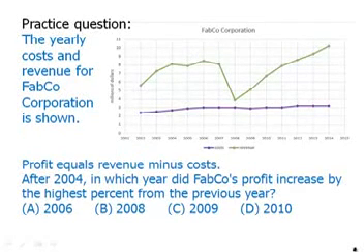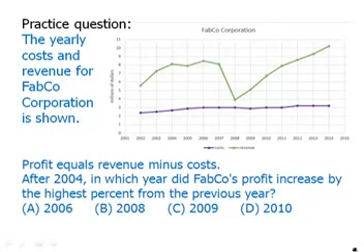Here's a practice question with a time graph. Pause the video, work on this, and then we'll talk about this. Okay, so the yearly costs and revenue for FabCo Corporation is shown. So it looks like the costs, the purple line, that stays more or less flat along the bottom, where the revenues seem to be fluctuating wildly. They're kind of going up. There was a big drop in 2008, presumably because of the subprime mortgage crisis in 2008. And then after that, it rose steadily.